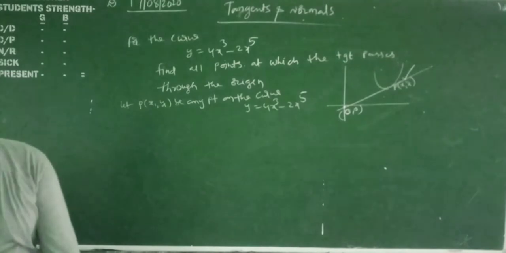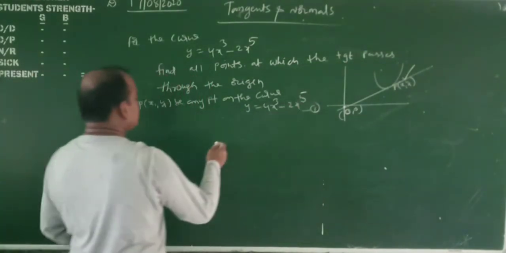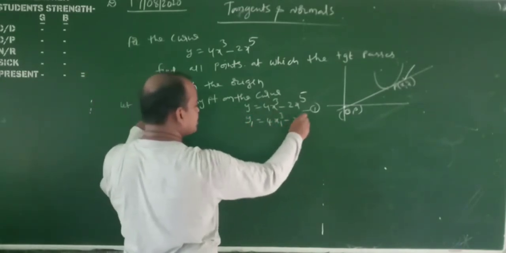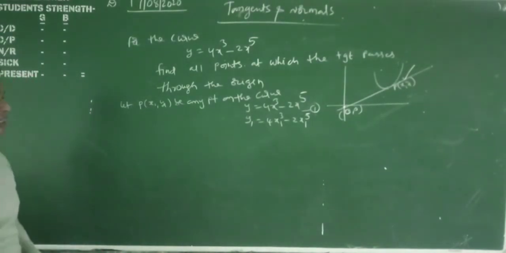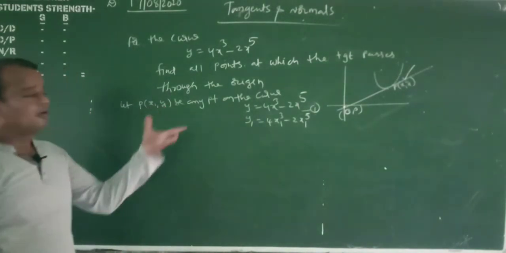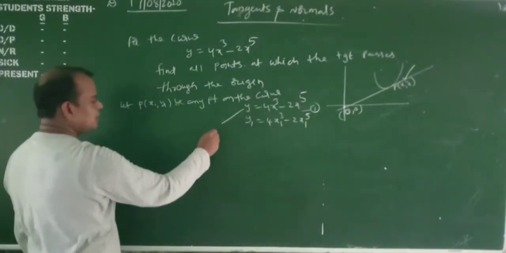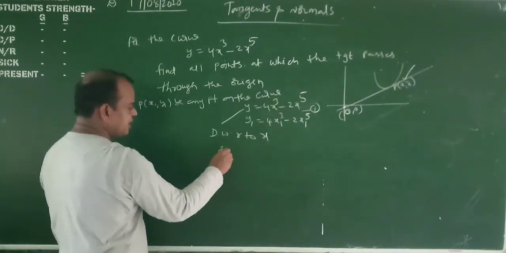Very nice. Okay, my dear students. Now, this is equation number 1. This point lies on the curve, so y1 equals 4x1 cube minus 2x1 power 5. Now we will find the tangent. Tangent means y minus y1 equals m times (x minus x1). Now we find the slope m by differentiating with respect to x.